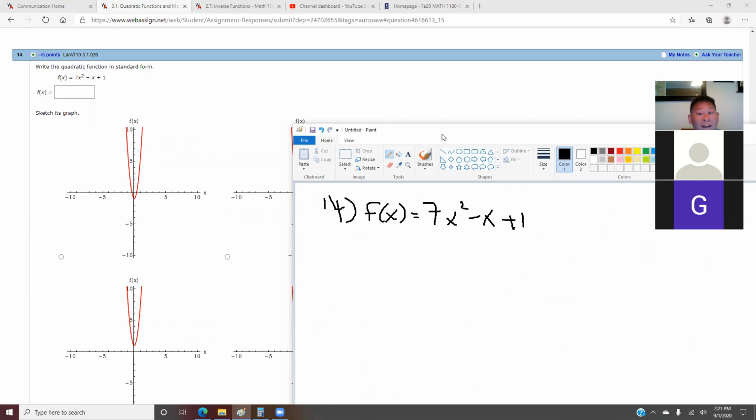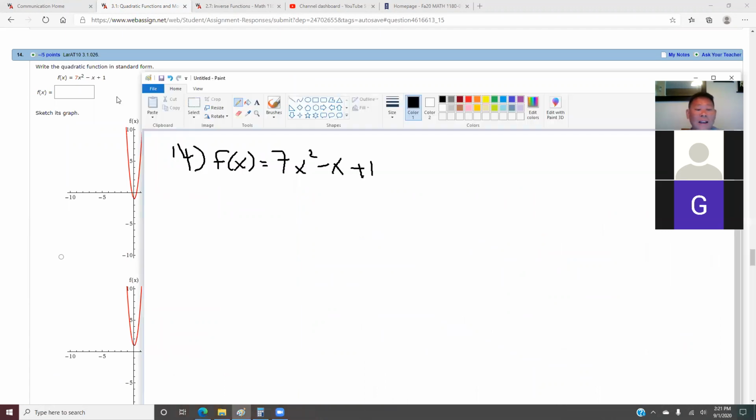Your homework is due tonight. Anyone know how to write this in the standard form? Question 14. Complete the square. Yes. One way is completing the square, which you will cry if you do it.